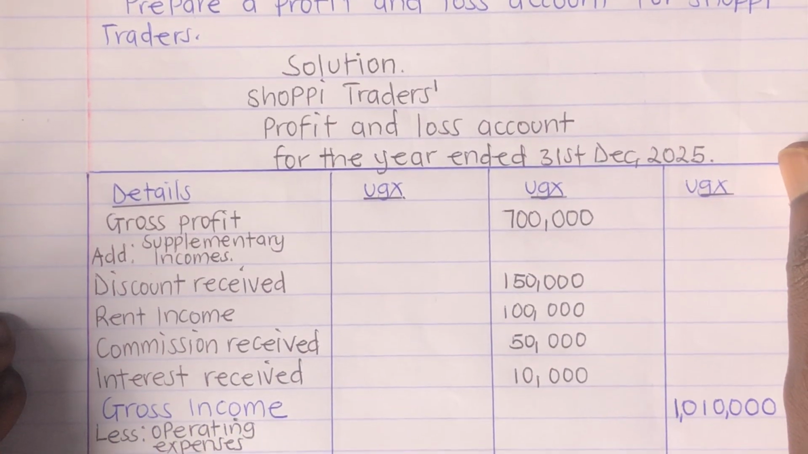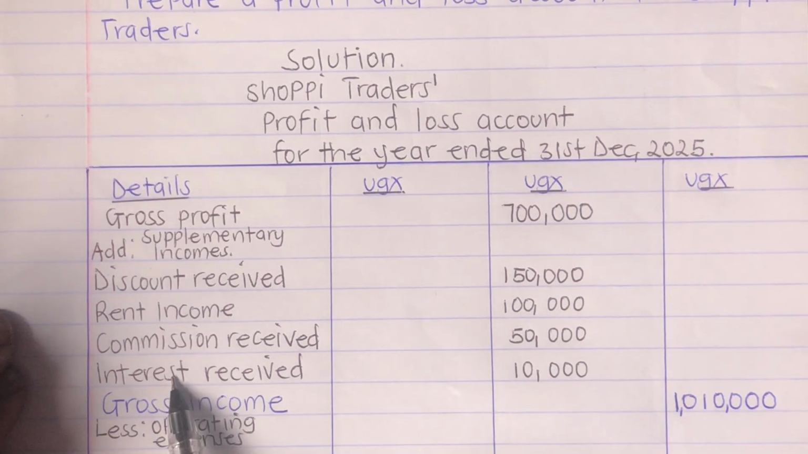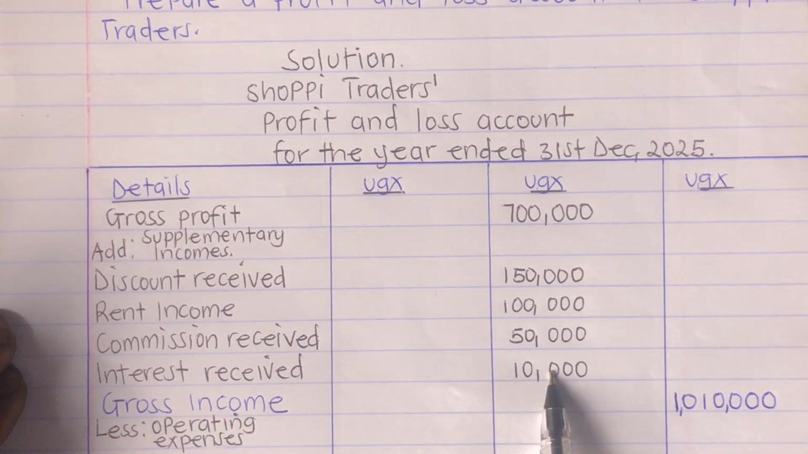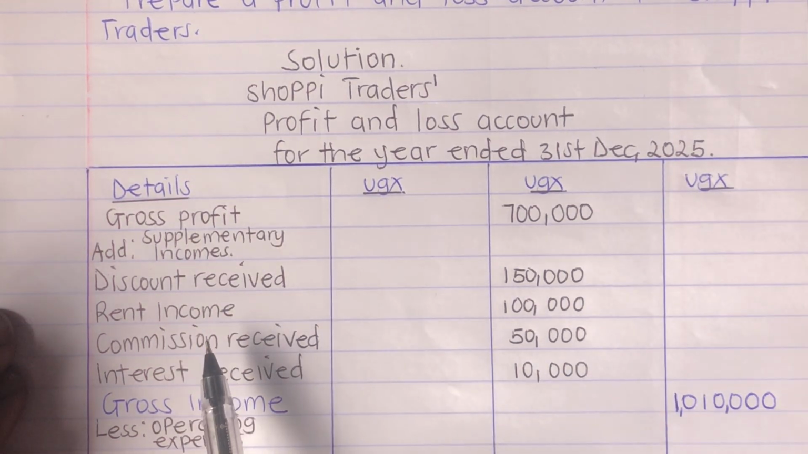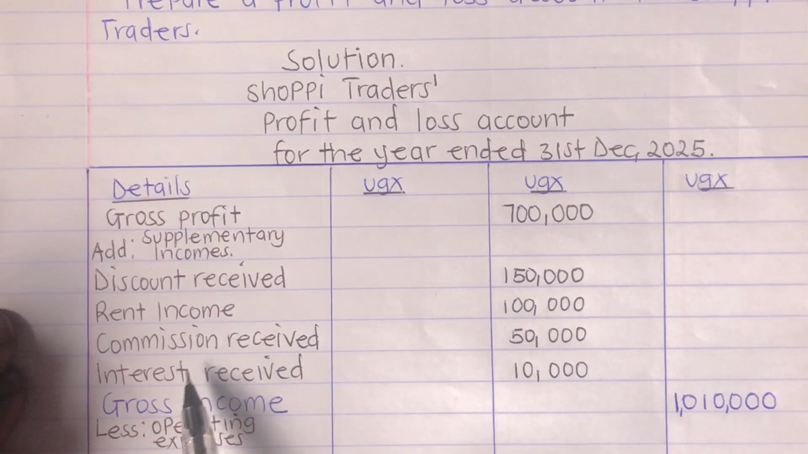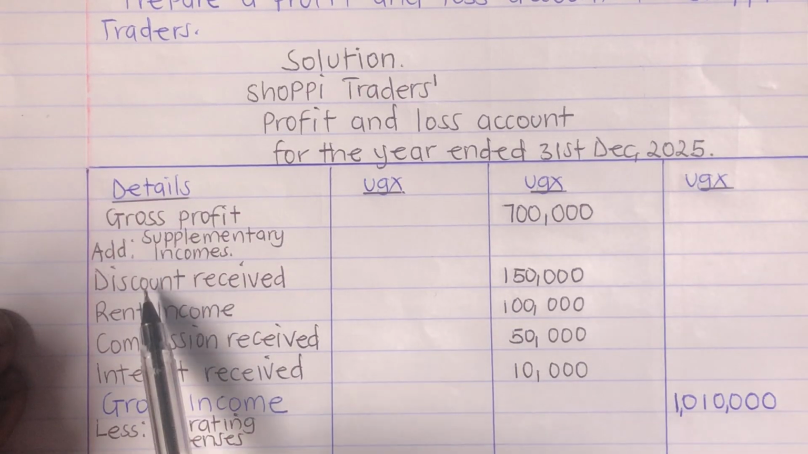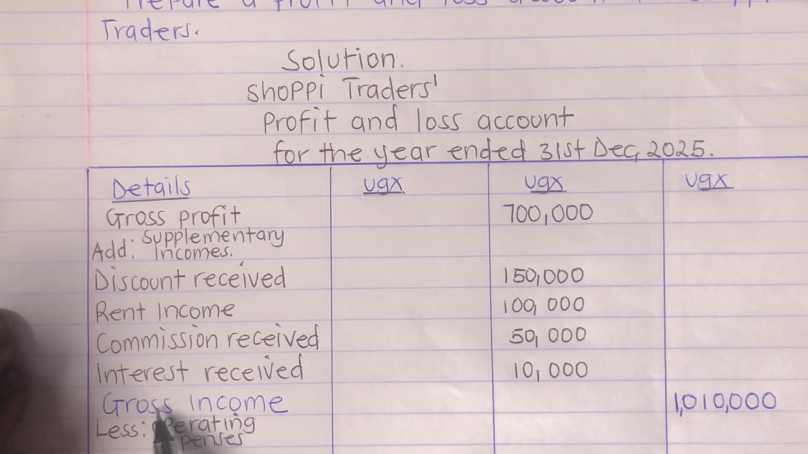So our interest received was 10,000. So you come and add it here also as 10,000. Now we have exhausted the supplementary incomes from our questions. So we add all of these supplementary incomes and get the total.